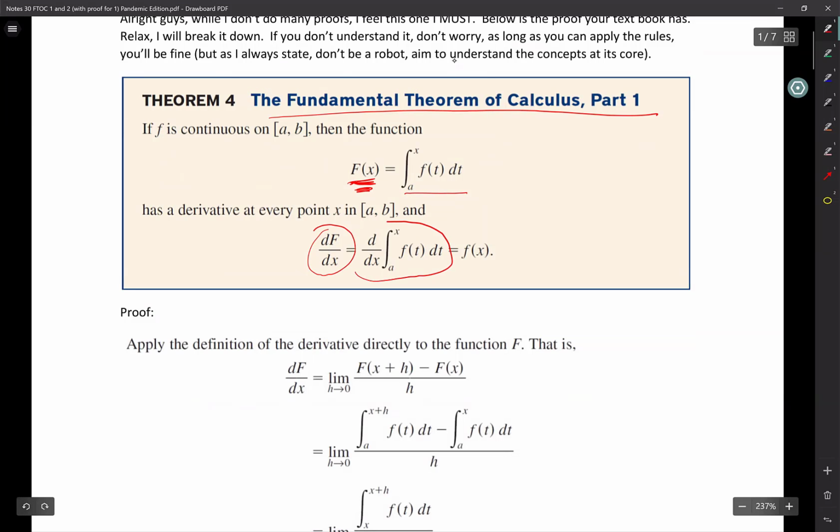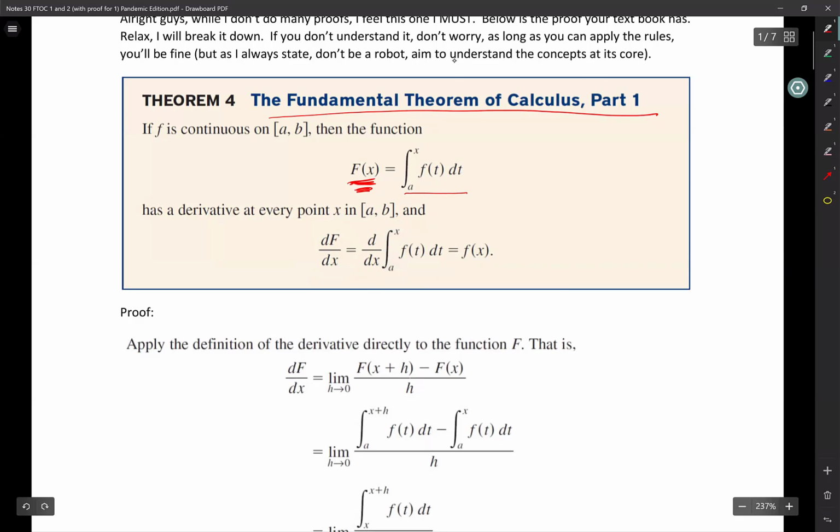They're saying that if I take a derivative of that function, as long as I have a variable x on the top and a constant a on the bottom, it's always going to be equal to whatever I have on the inside, but you switch the t to an x. And at first you're thinking, it doesn't make sense. I have no idea what any of this means.